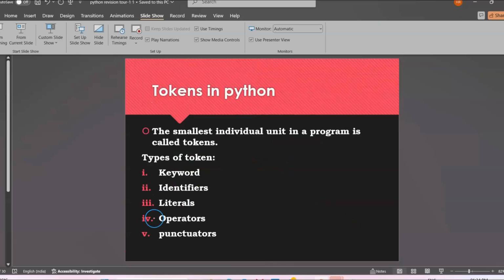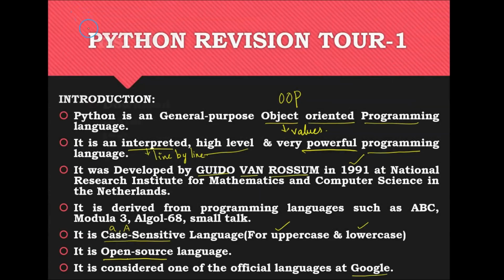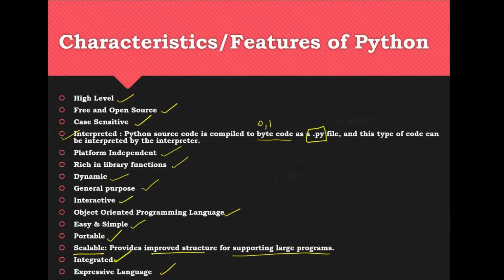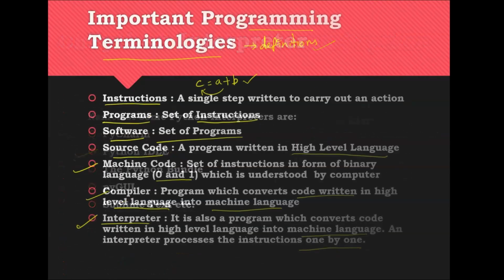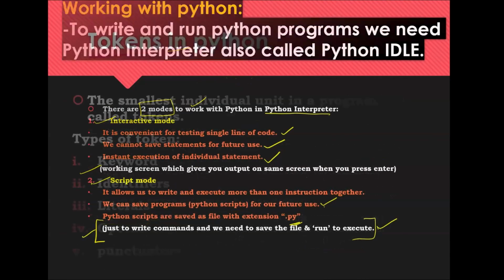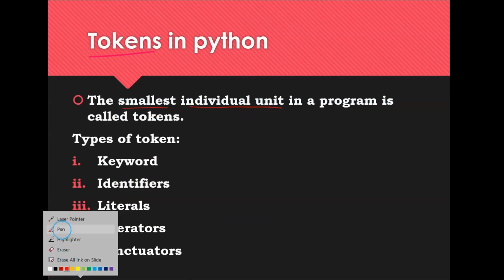So let us move on to the next part of the video, that is tokens. So tokens in Python. Tokens are nothing but the smallest unit in Python. This is called the smallest individual unit in a Python program. That is called a token.